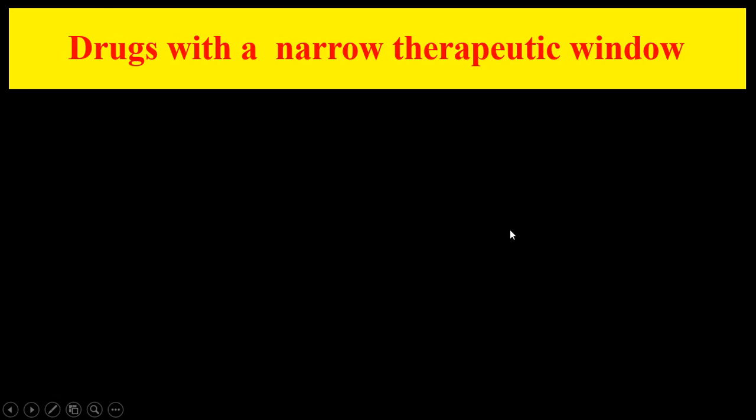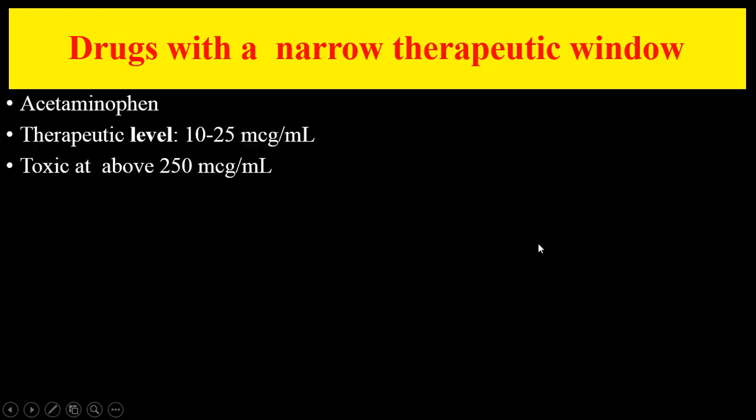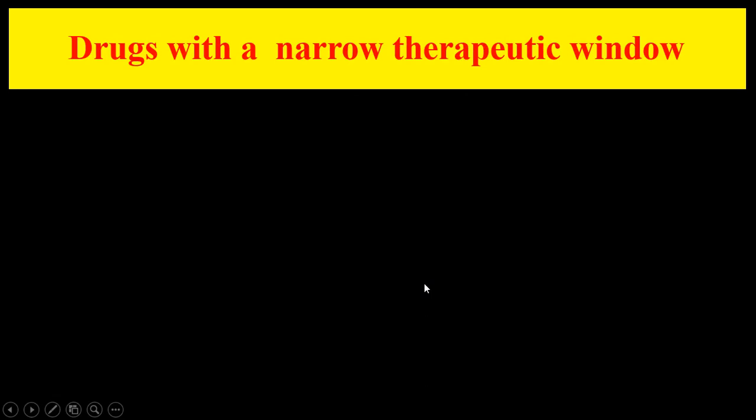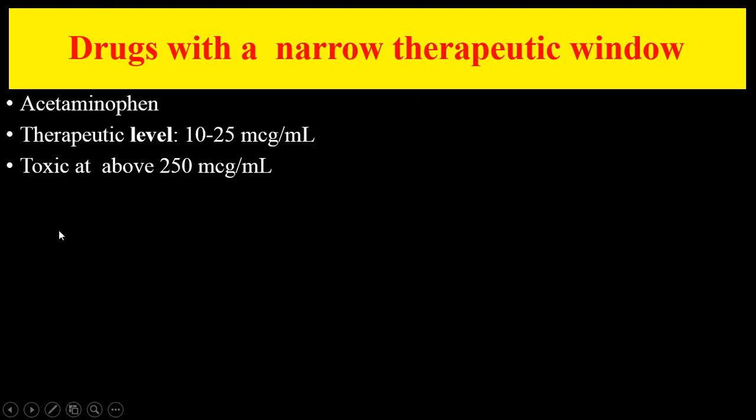Now I told you I'll tell you about this narrow therapeutic window drug. So okay, look, what about this drug acetaminophen? Is it a narrow therapeutic drug? Its upper therapeutic level is 25 microgram per ml, and its toxic level is 250 microgram per ml. You see, if you divide them, it is 10 times.